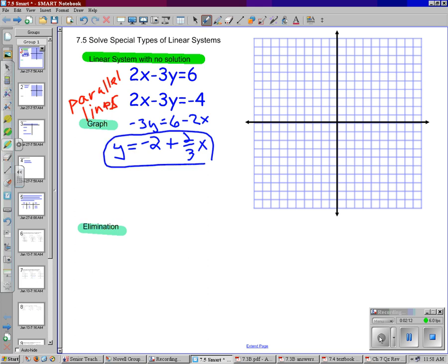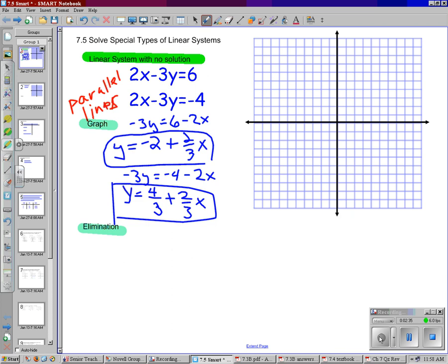Ben, what's your equation? Y equals 4 over 3 plus 2/3 x. Let's see, we're starting out with negative 3y equals negative 4 minus 2x. Divide everybody by negative 3. I agree with Ben's equation here also. If you didn't get these two y equals equations, make sure you have them jotted down correctly. I'll give you a moment to do that.